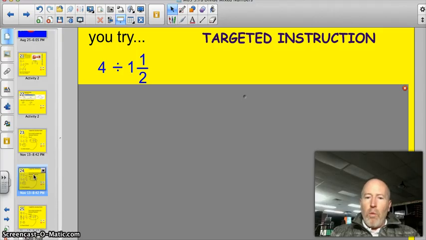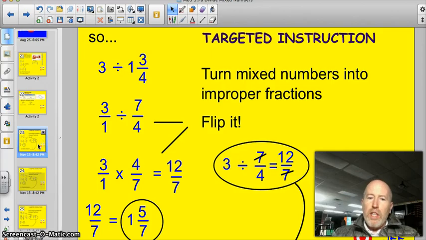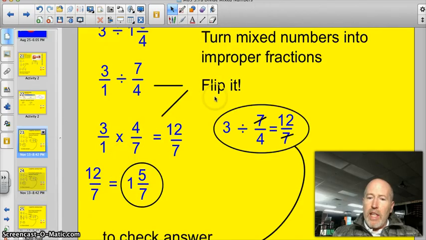4 divided by 1.5. You know what? I'm going to start with this one. So let's take 3 divided by 1 3/4. The first step here is to turn mixed numbers into improper fractions. So 3 divided by 1 3/4. 1 times 4 is 4, plus 3 will give me 7/4. So now I've rewritten the problem. 3 divided by 7/4 is what I'm working with. You notice how I put that 3 over 1? I like doing that. Then the second step is you just flip it.